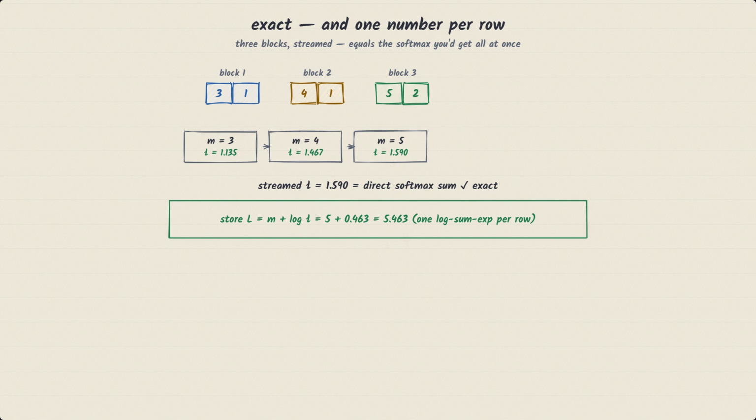And here's the storage detail you'll want when you implement it. Instead of keeping the max and the sum separately, fold them into one number. L equals m plus log l, the log sum exp. That single value per row is everything the backward pass will ever need.